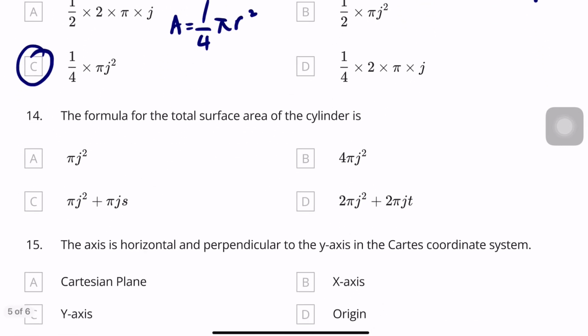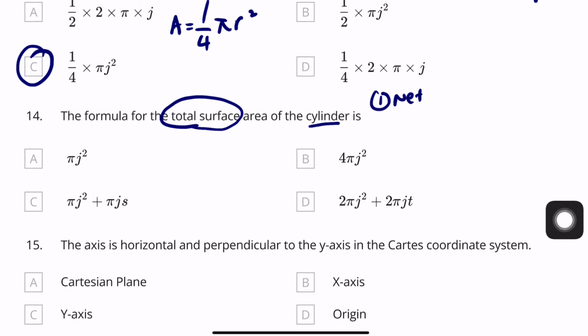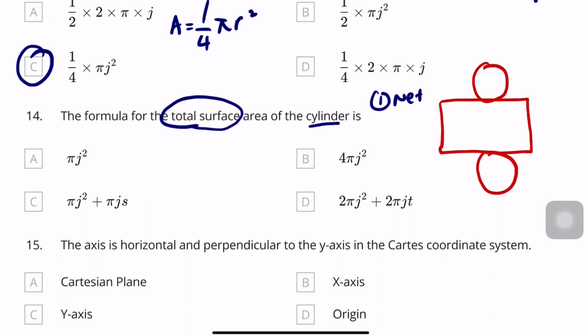Next, number 14. The formula for the total surface area of a cylinder is. If the question is about a cylinder and total surface area, the first thing you need to know is the net of the cylinder. The net for a cylinder is this rectangle, and then you have two circles. From this part we know that the area of a circle is pi r square.